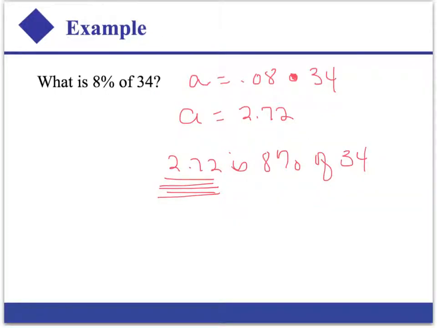So let's work some of these. What is 8% of 34? A equals 0.08 times 34. So when you multiply that out, you get 2.72. So 2.72 is 8% of 34.